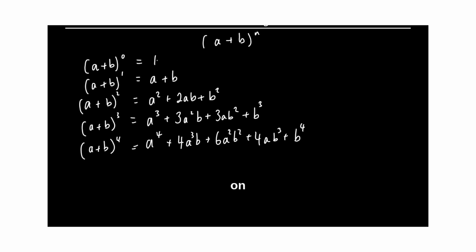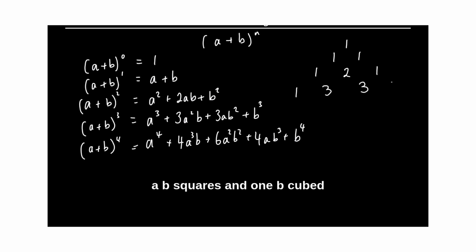So on the first line, for (a + b) to the power of 0, we had 1. Then we had 1a and 1b, so 1, 1. Then 1a squared, 2ab, and 1b squared. 1a cubed for (a + b) cubed, 3a squared b, 3ab squared, and 1b cubed. And then 1, 4, 6, 4, 1.